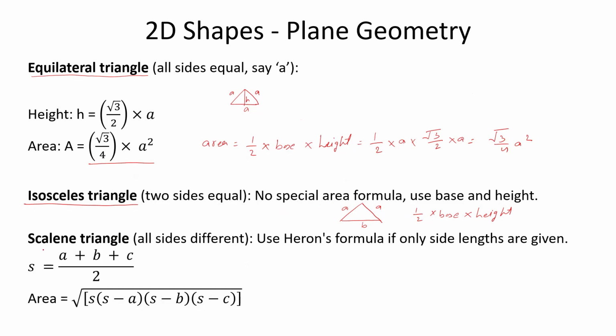Similarly, we have the scalene triangle. What is a scalene triangle? A scalene triangle is when all sides are different. Let's say this type of triangle. Let me draw this line.